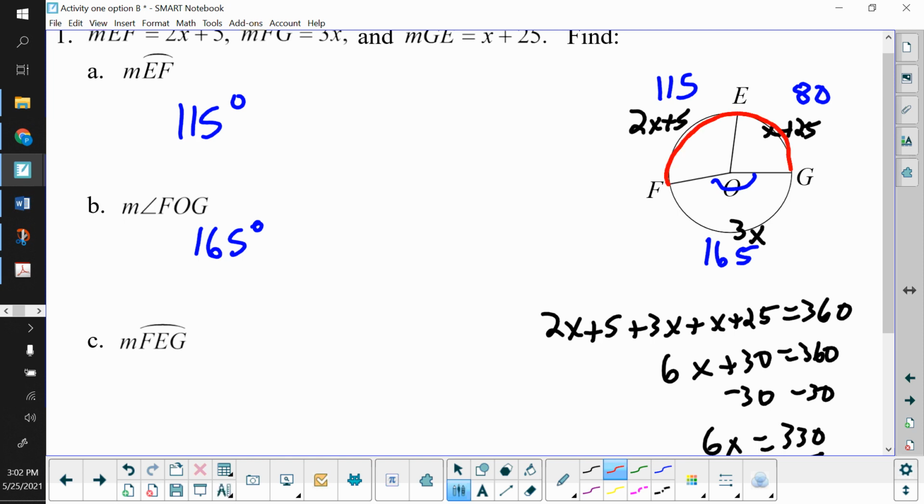Next, arc FEG would be this one here. Well, that arc should match the central angle that it opens up to. But actually, in this case, we don't need to work with the central angle because we can just add those arcs together, and we would get 195 degrees.